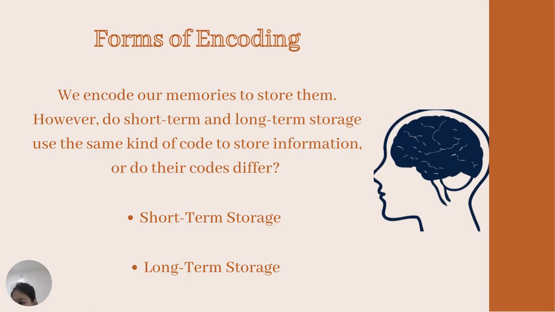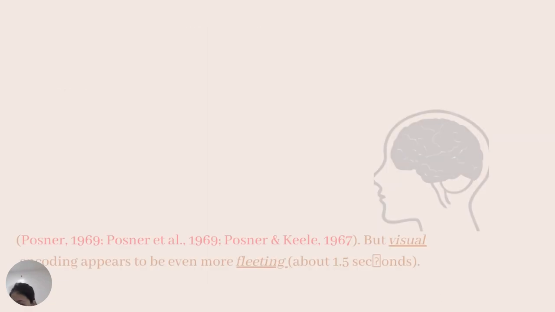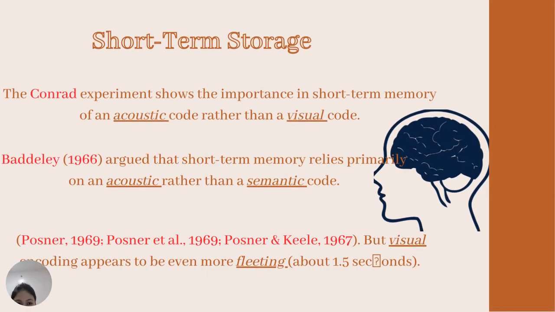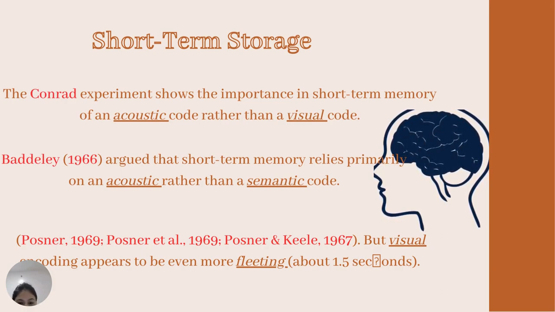So we have forms of encoding. We encode our memories to store them. However, there is a question. Do short-term and long-term storage use the same kind of code to store information, or do their codes differ? So we have short-term memory. The Conrad experiment shows the importance in short-term memory of an acoustic code rather than visual code.